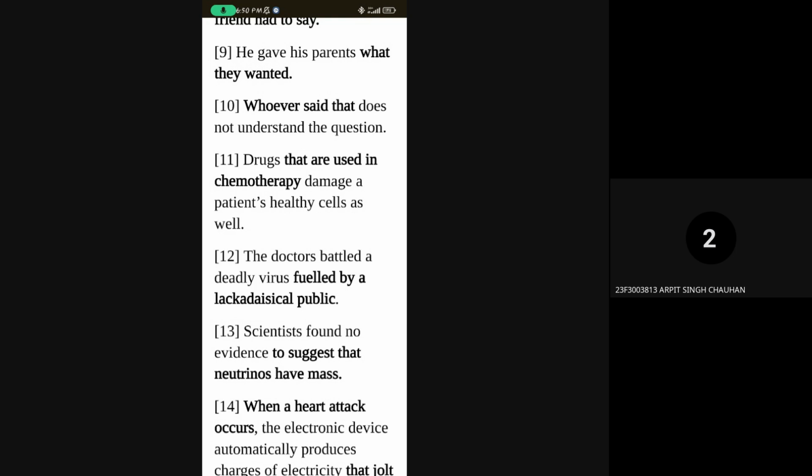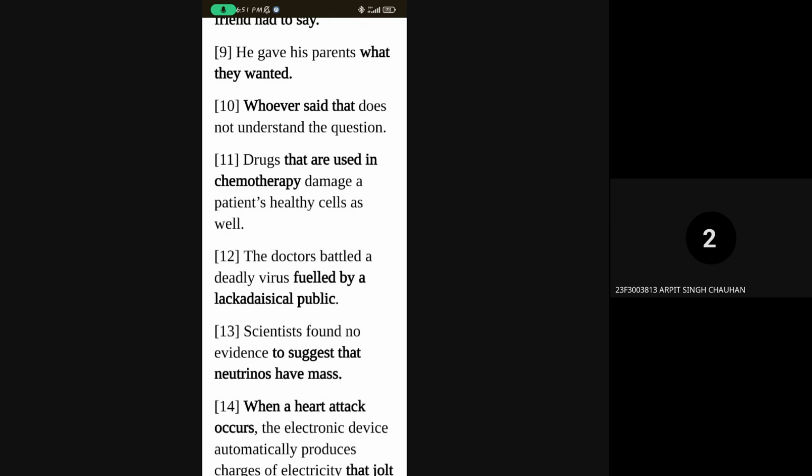Next one, 10th one. Whoever said that does not understand the question. Let me ask you one question. What is that used as in this sentence? Is it a conjunction or is it a pronoun? It is a pronoun, right? Whoever said that, something, we don't know what it is, does not understand the question.